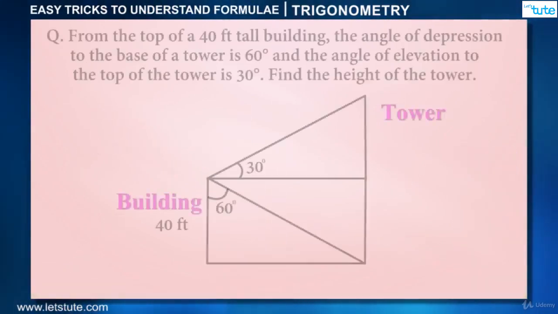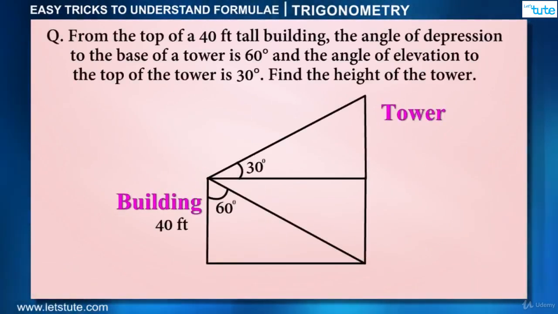So look at this question and its diagram. From the top of a 40-feet tall building, the angle of depression to the base of a tower is 60 degrees. And the angle of elevation to the top of the tower is 30 degrees. Find the height of the tower. So in this diagram, AB is considered as the building, EC as tower.